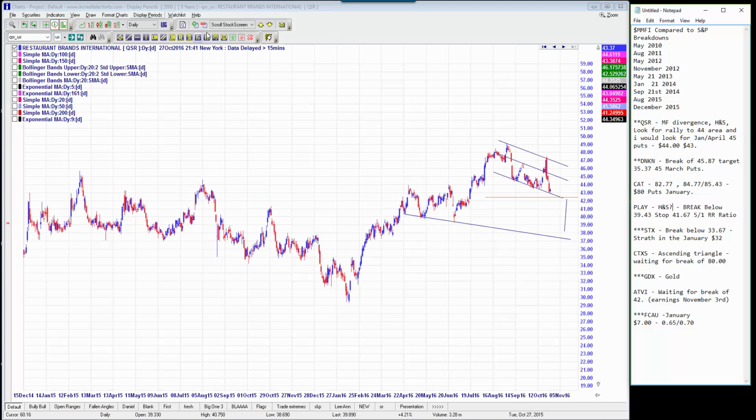QSR, you can see this is part of the restaurant brands. They own Burger King and so forth. They're listed in Canada as well. You can see this looks like a bit of a head and shoulders. So what I'd be looking for is a rally up, right up to this area here. As you can see, I've got written down, looking for a rally to the 44 area, and therefore we look at the January or April $45 puts.